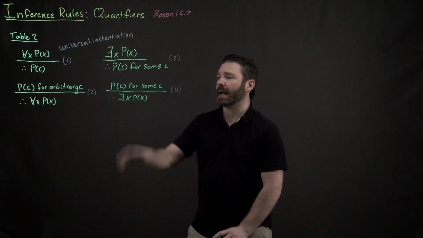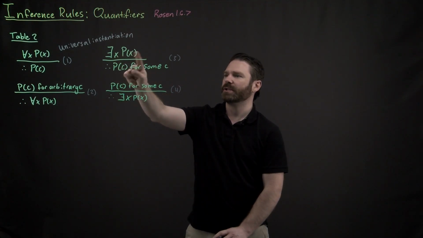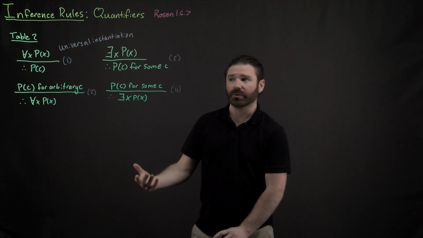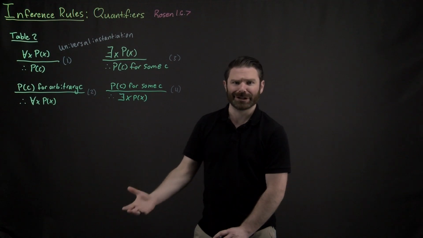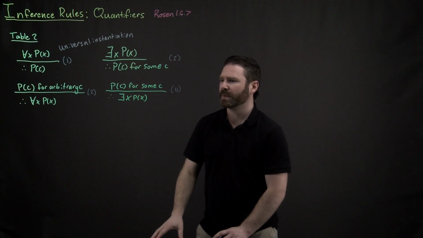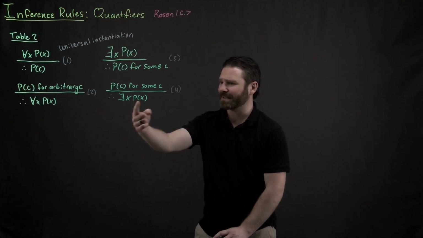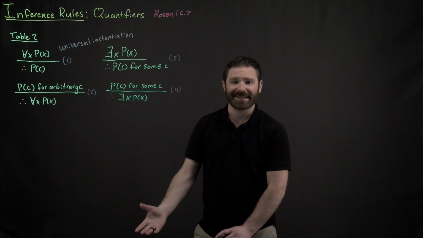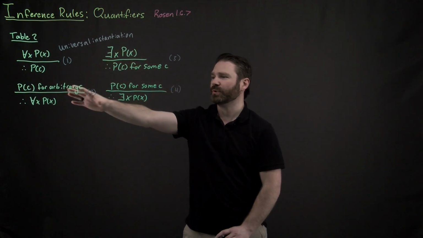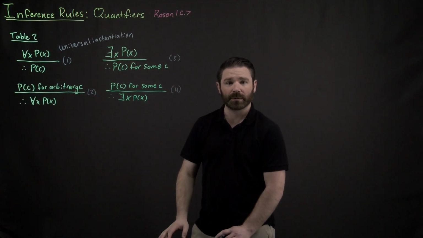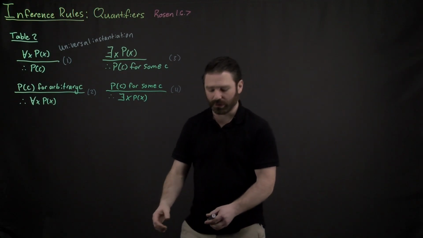And same thing for existential quantifiers. There exists an x such that p of x, therefore we can conclude that p of c for some c. Well, yeah, that's the definition of our existential quantifier. And same thing over here, p of c for some c, therefore we can conclude there exists an x such that p of x. Well, yeah, that's the definition of our existential quantifier. So thankfully, these inference rules for quantifiers are rather straightforward. So let's go ahead and put it into action and look at an example.